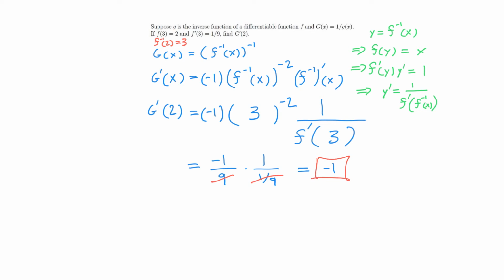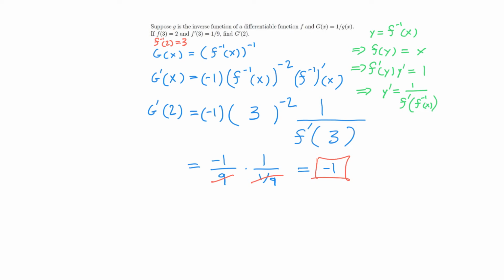Okay, so we did all of this work without knowing what the function f was, and of course then what the function g was. This is all just some theoretical work that we've given some basic details.